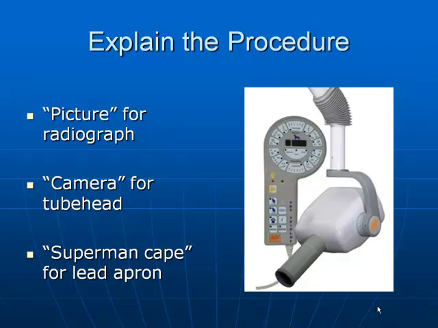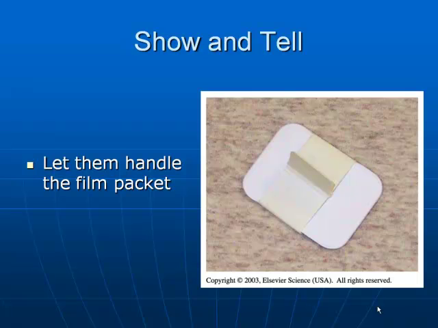You can explain the procedure by using layman's terms, such as a picture for a radiograph, a camera for a tube head, and a Superman cape for a lead apron. The use of show, tell, and do is useful with children. Many children are fearful of the unknown, so it is important to let them handle the film packet and orient them with the radiographic equipment to help calm their fears.